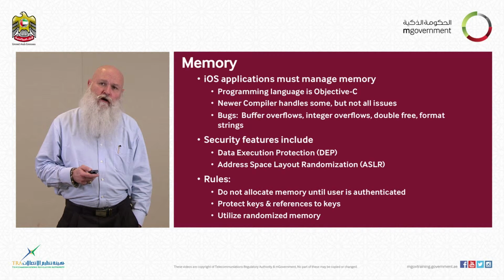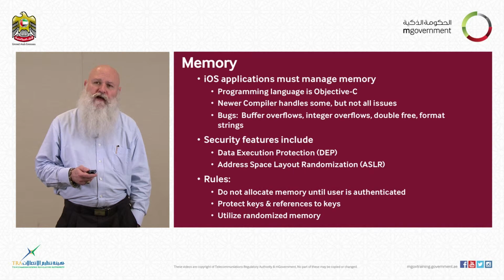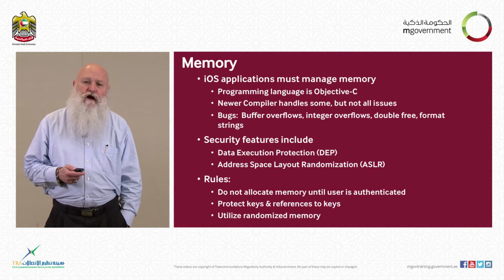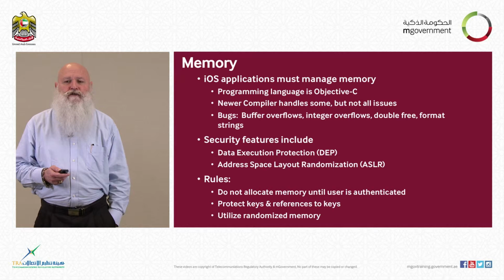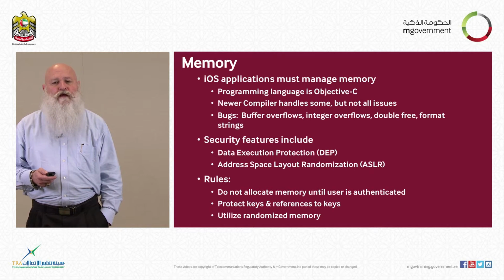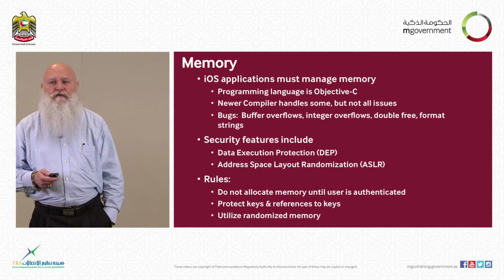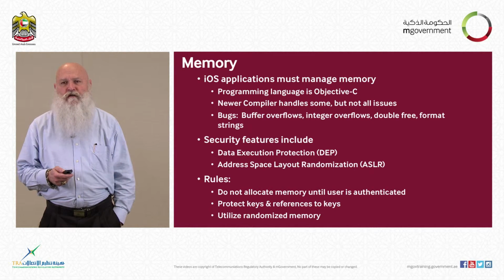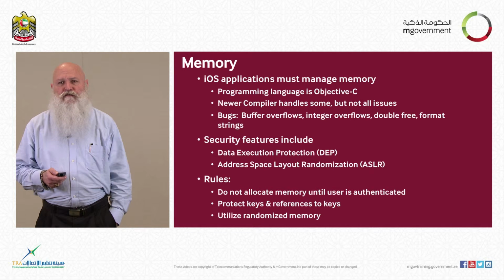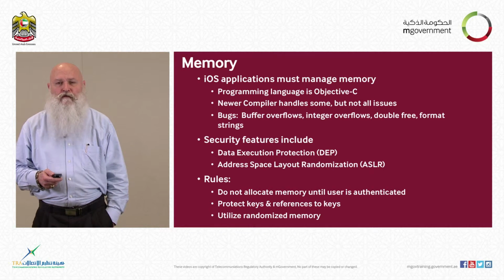Bugs that can occur because of memory management issues include buffer overflows, as discussed previously, and other specific problems: integer overflows, double frees, format string bugs, etc. Review the OWASP Top 10 for iOS specific vulnerabilities, and review the CVE for iOS specific vulnerabilities and avoid these problems.